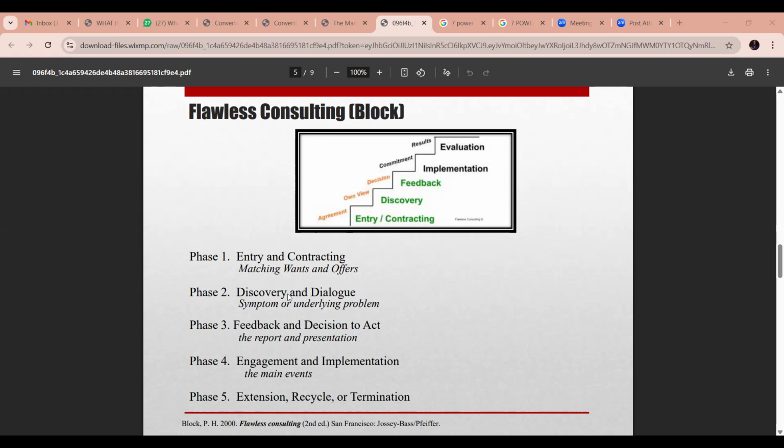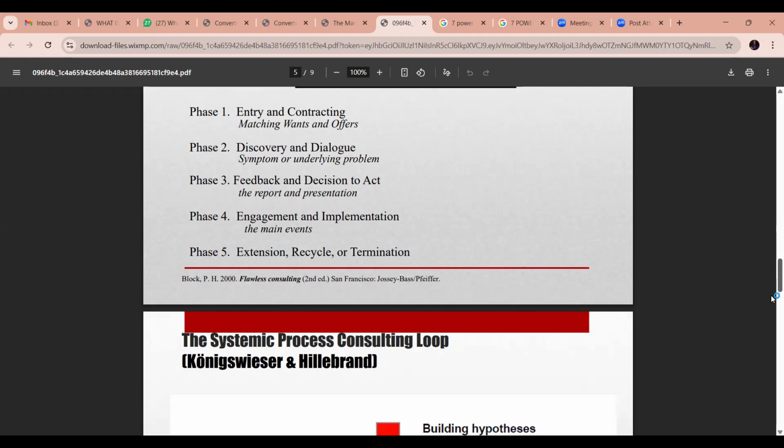Phase 2, discovery and dialogue. This is what we have found as the problem. That's your phase 2. And then you discuss with the clients in terms of what to do. Phase 3, feedback and decision to act. Once the client decides on what to do, engagement and implementation. Extension, recycle, or termination, depending on. So there are so many things packed into each phase here, but there are 5 phases. I'm just showing you so that you can develop your own model on how to engage a client.